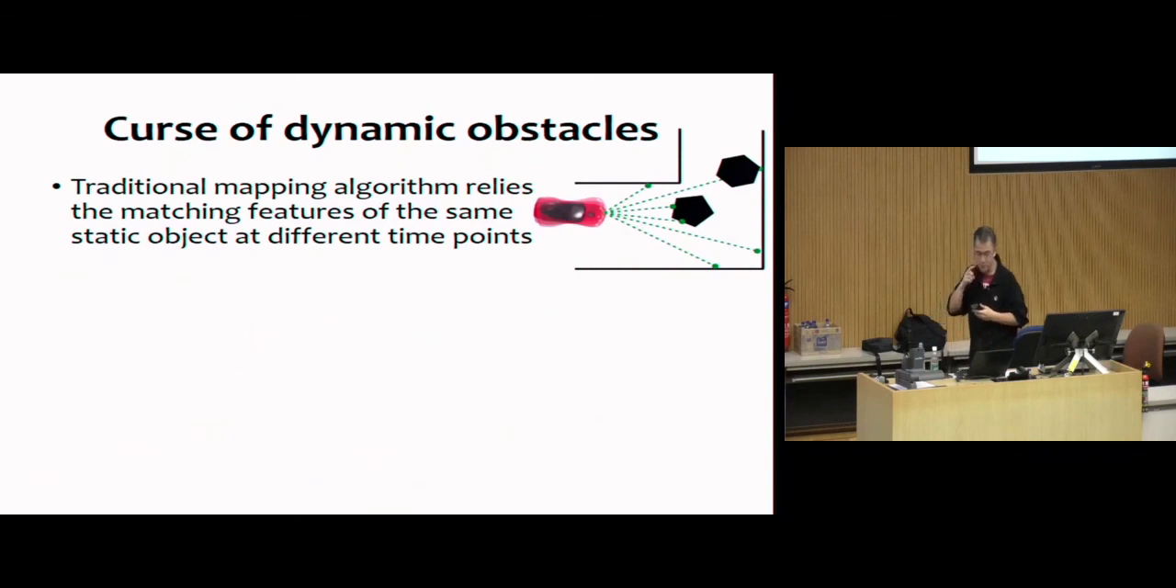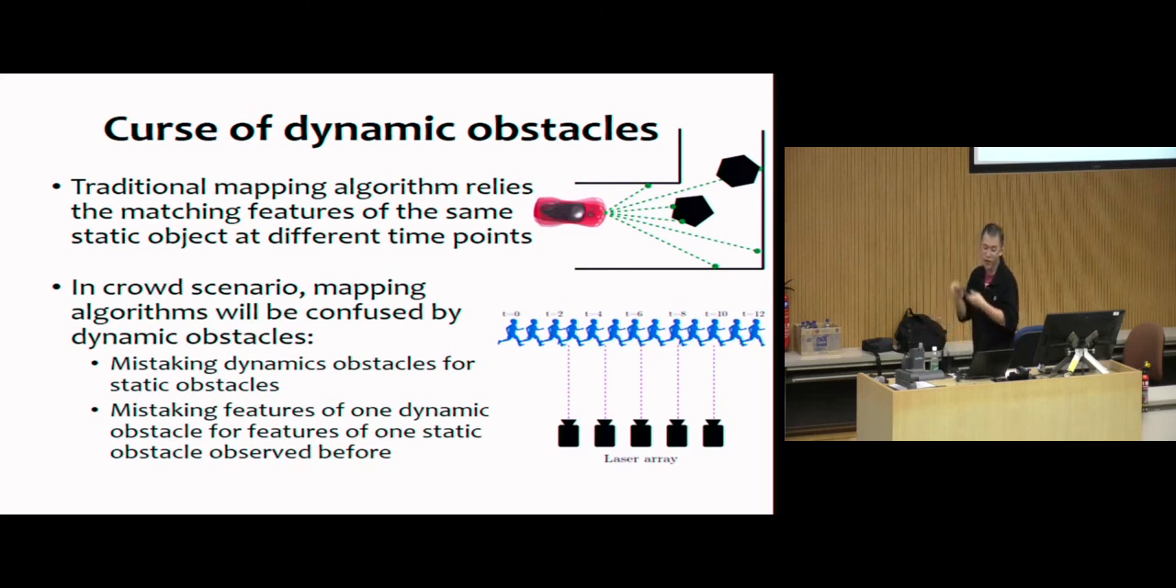Okay. So first of all, let's think about how you can enable a robot to do the mapping, to know where it is inside the dense crowd. It is very, very difficult because the traditional mapping algorithms rely on matching features of the same static object at different time points.